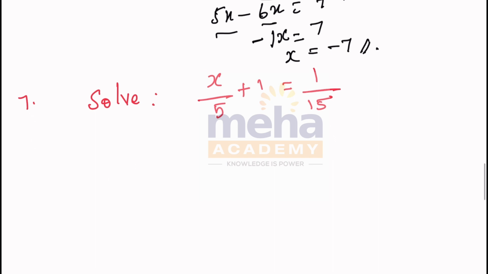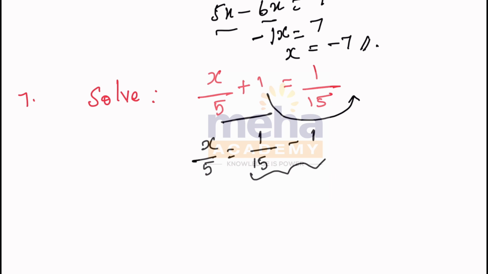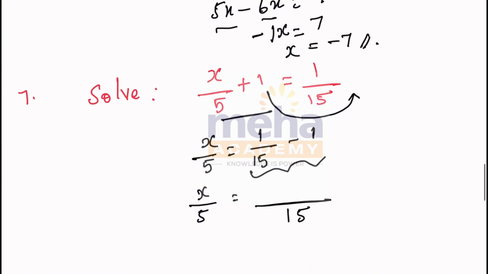The next question. You can see that there is an expression x over 5 plus 1 is equal to 1 over 15. So we have to bring the 1 to the other side. It becomes x over 5 is equal to 1 over 15 minus 1. So we have to solve the RHS first. We have to basically take the LCM because it's a fraction minus a whole number. So the LCM would be 15.